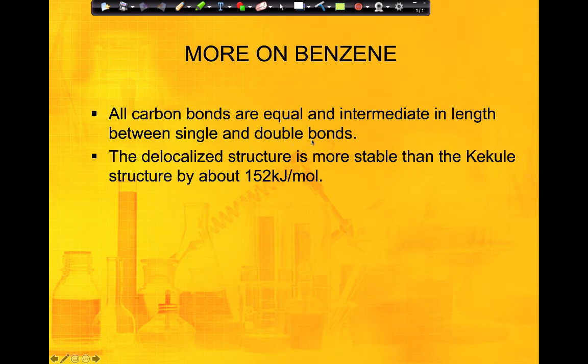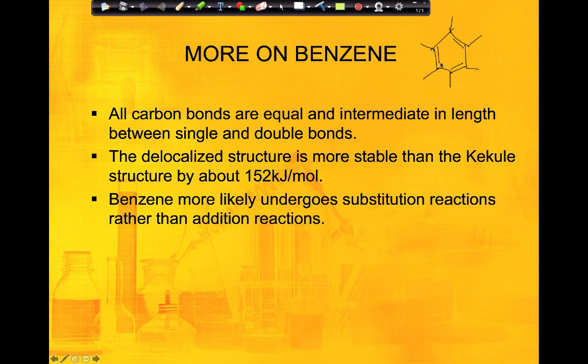The delocalized structure is more stable than the Kekulé structure. Essentially, this is the Kekulé structure, with these alternating double bonds and single bonds. If you were to take the bond enthalpies of each of these bonds, the single carbon-carbon ones, the double carbon-carbon ones, and the carbon-hydrogen bonds, and add them up together, it would be less than the amount of energy it would actually take to break this molecule down. This is a very stable structure because of the resonance.